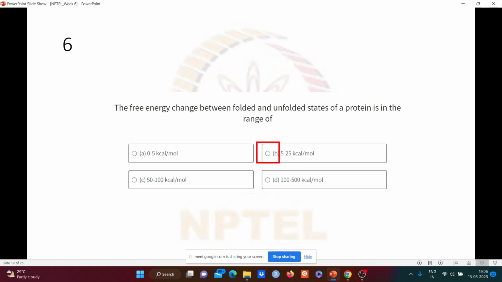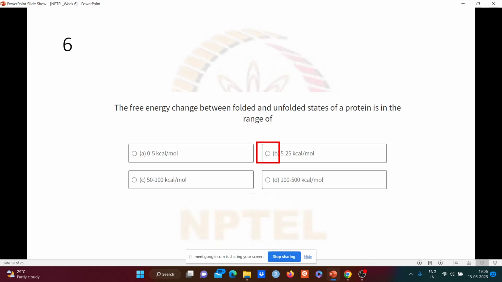So why not the other options, since I told you it could be less or more? 0 to 5 would mean there is no difference itself. There are very few low values. And this 5 to 25 is the stability range for globular proteins. Coming to the membrane proteins, the stability range decreases further.